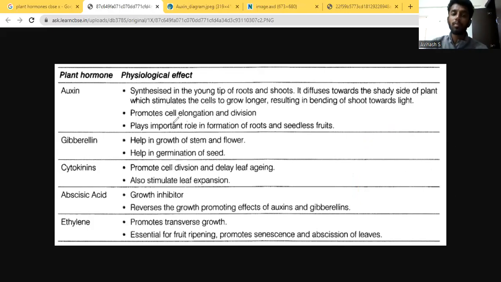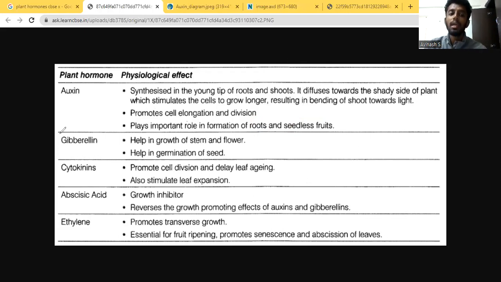So auxin also promotes cell elongation, which means if there is a cell like this, the cell is extended something like this. Okay, and also cell division, the cell splits into two, and again it splits into two more and all of that. So these are the main functions of auxin, and also to create roots and also for seedless fruits. We know some fruits which don't have seeds. Those are produced with the help of auxin. So this is something that we need to understand.